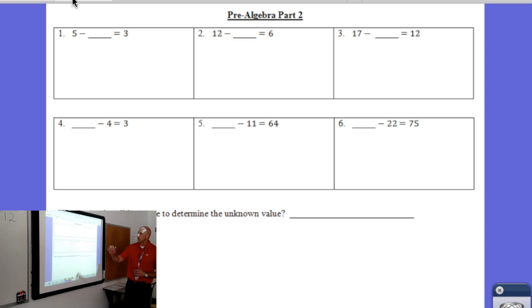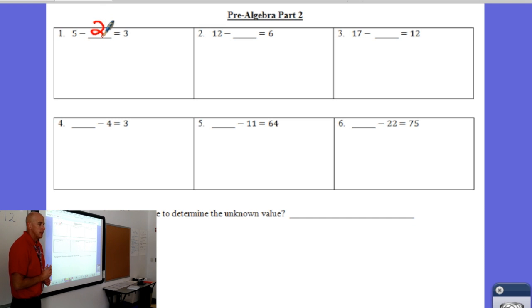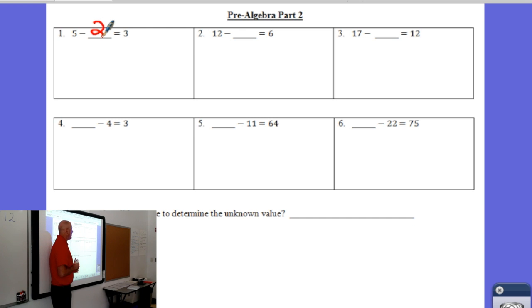All right? So let's go through what we did yesterday. So let's think about this. 5 minus some number equals 3. Minus 2, right? 5 minus 2 is equal to 3. Don't worry about the calculators. I'll do it right now. 12 minus some number.